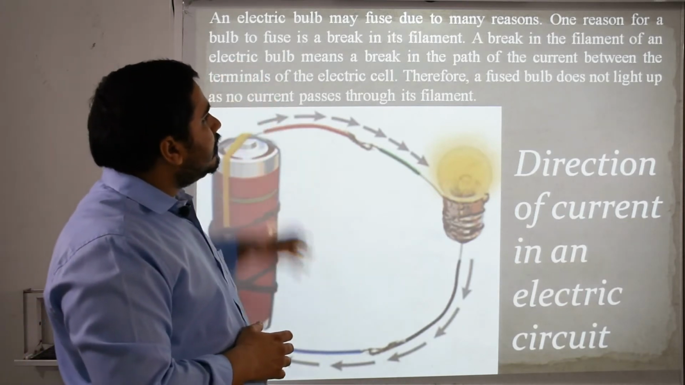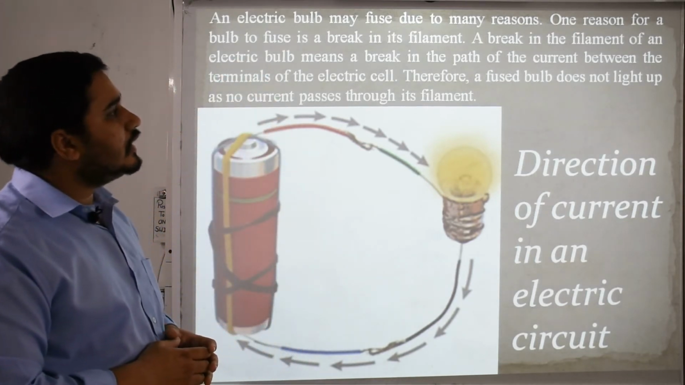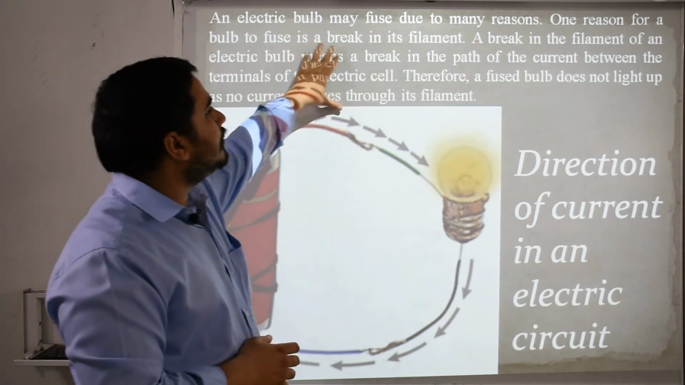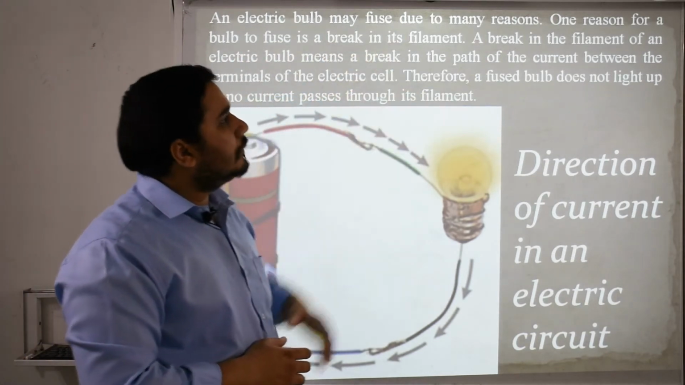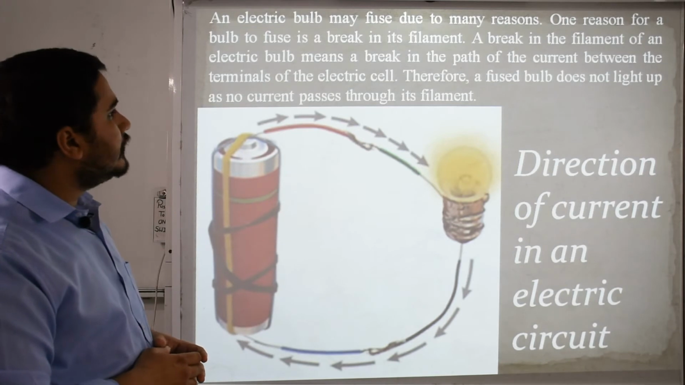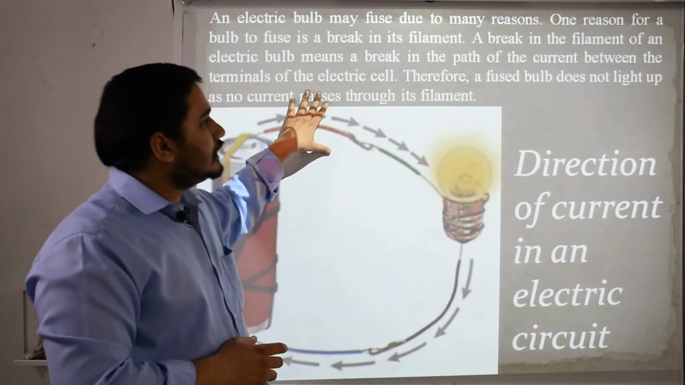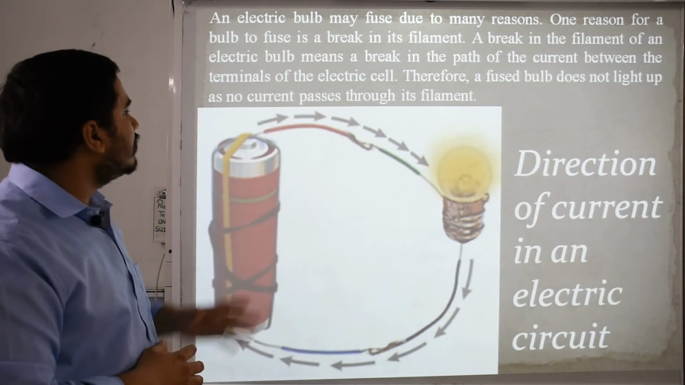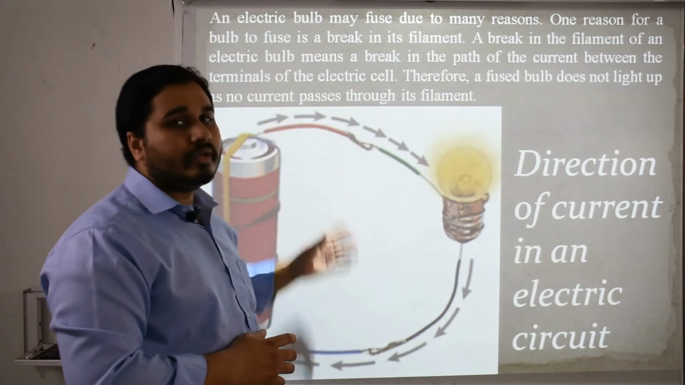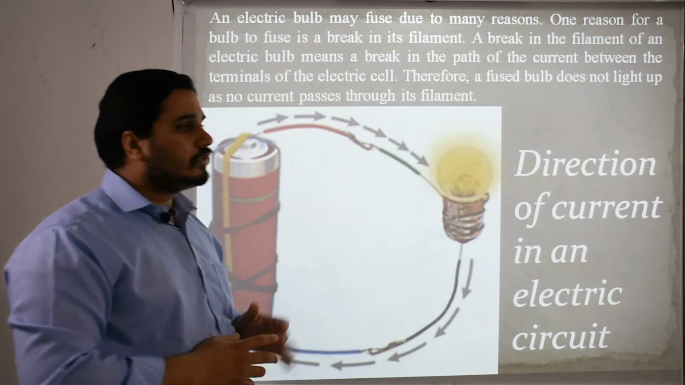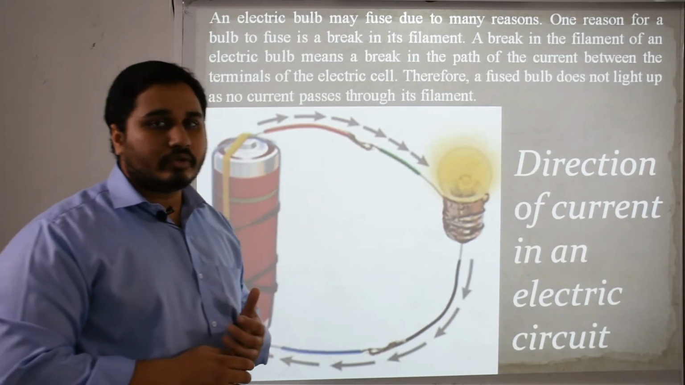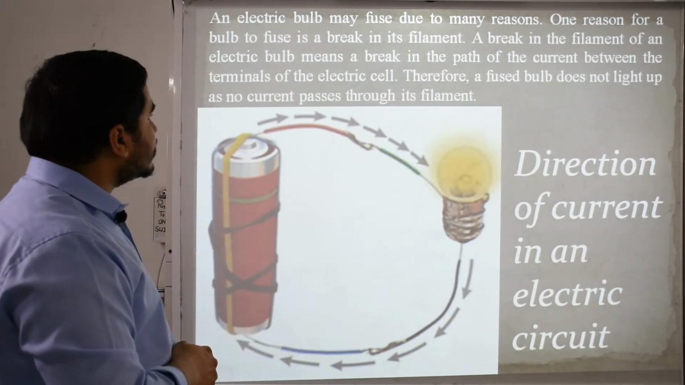An electrical bulb may fuse due to many reasons. One reason for a bulb to fuse is a break in its filament. A break in the filament of an electrical bulb means a break in the path of the current between the terminals of the electrical cell. Therefore, a fused bulb does not light up, as no current passes through its filament. These are old bulbs; nowadays you are using LED torches, which do not have filaments.